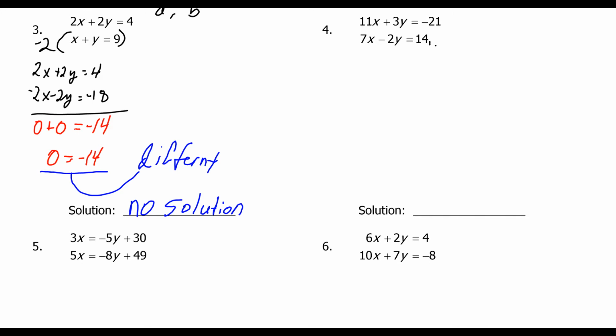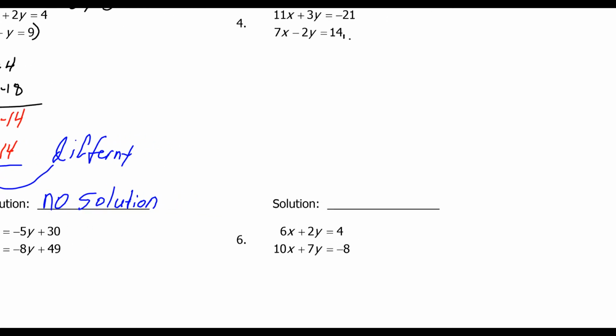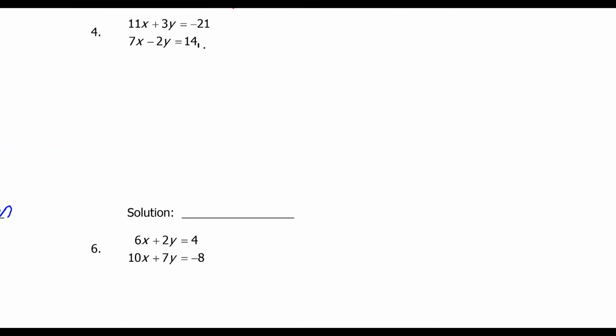No set of numbers. All right, number 4. Number 4 again is kind of peculiar in the fact that you can't just see something that is going to cancel. Now, what do you think would be the easiest thing to do?